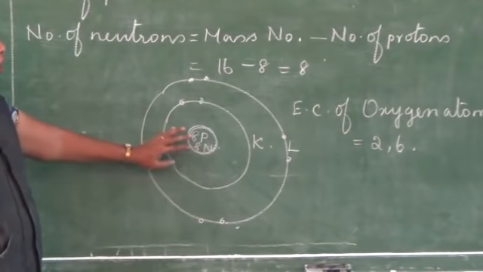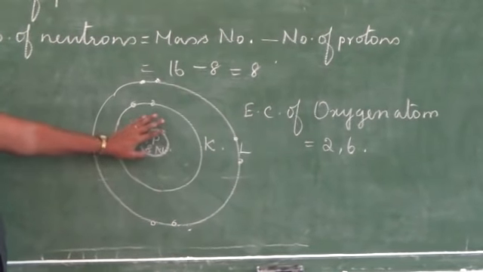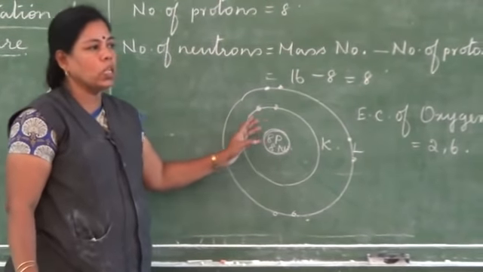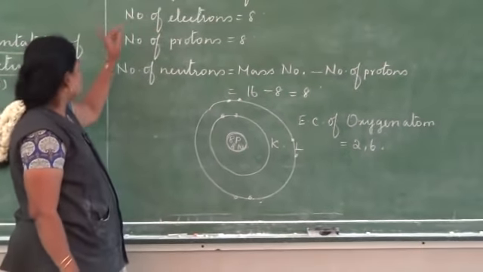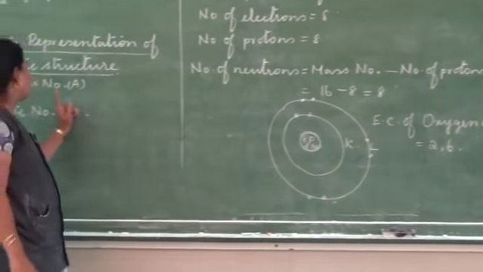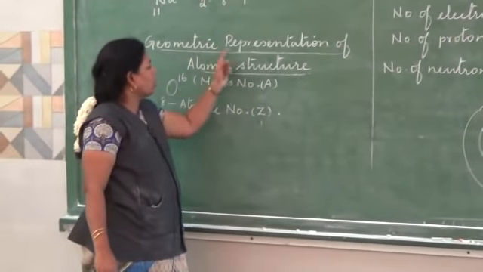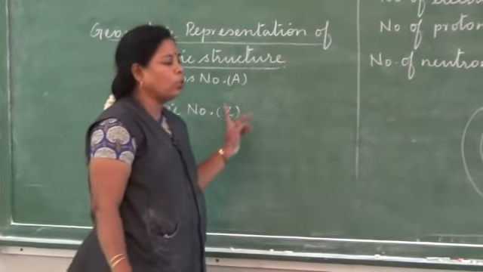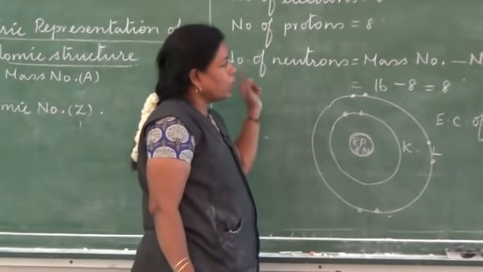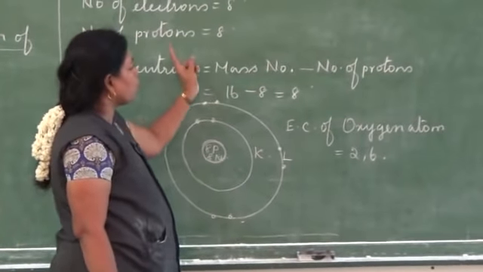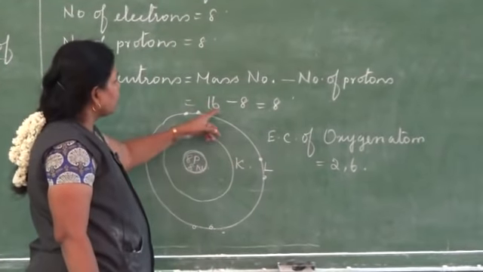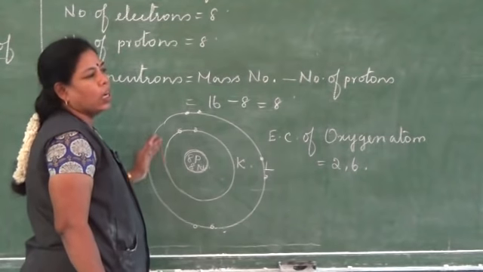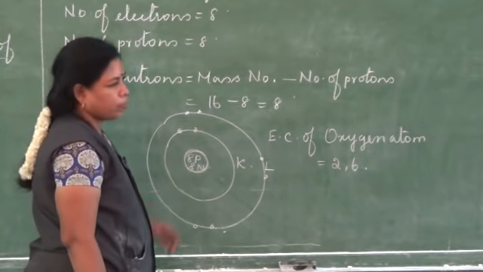This is the method of writing the geometric representation of atomic structure of oxygen atom. Like that we can write the geometric representation of other elements also by knowing the mass number and the atomic number. For drawing the geometric representation, we need 2 factors, mass number and atomic number. By using the 2 data, we can find out the number of electrons, number of protons and number of neutrons. By collecting all the 3 data, we can draw the geometric representation of atomic structure of any of the elements.